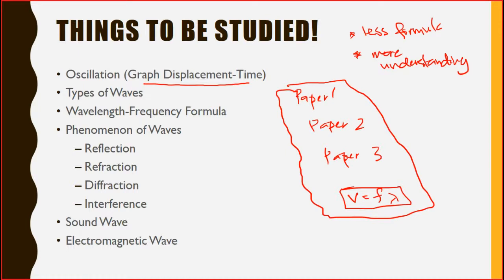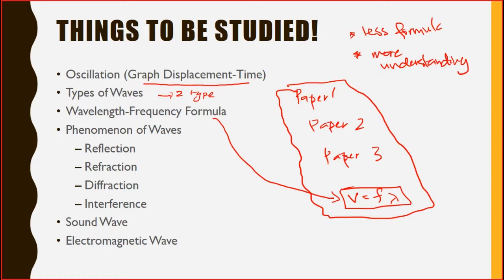Two types of wave. The first type of wave is the transverse and also longitudinal. Okay, so two types. We are going to view this later. And then the wavelength frequency formula, this one. Okay, this is the wavelength frequency formula.